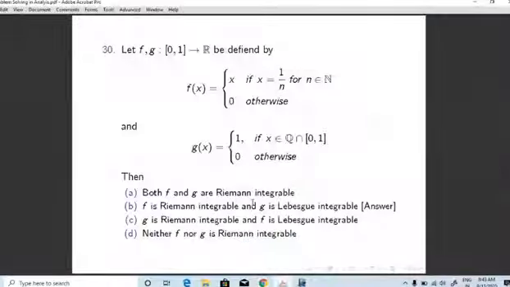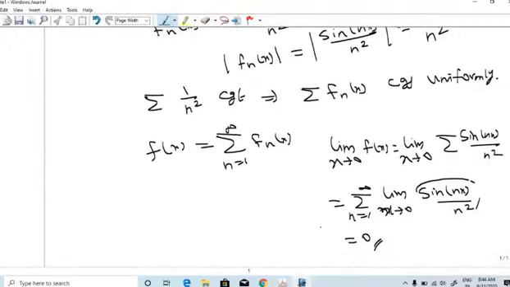So again, let f, g be functions from the closed interval 0, 1 to R, defined by f of x equal to x if x is of the form 1 by n and 0 otherwise, and g is a function defined to be 1 for all rational numbers in the closed interval 0, 1, and 0 for all other values. Now clearly, if you find the lower sum and upper sum, or lower integral and upper integral, for g, it is not Riemann integrable because the upper sum is always 1 and the lower sum is always 0. Therefore, the lower integral is the supremum of all the lower sums, which is always 0. Similarly for g of x, therefore, it is not integrable.